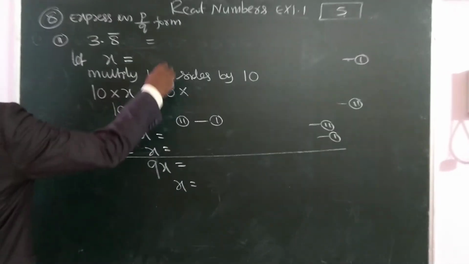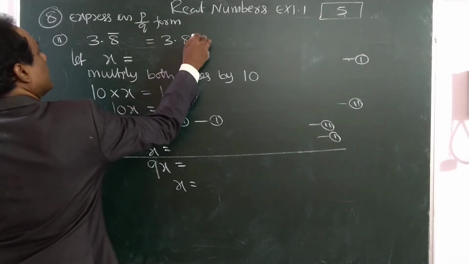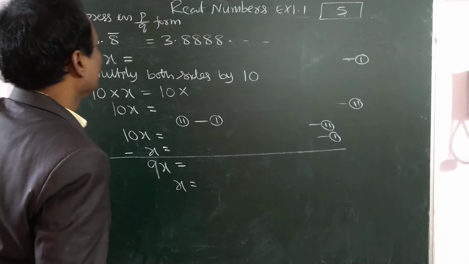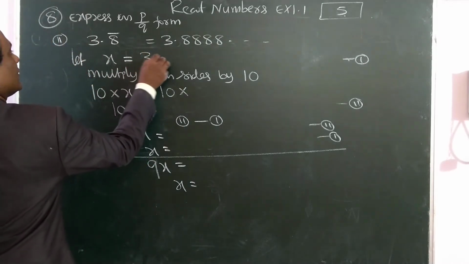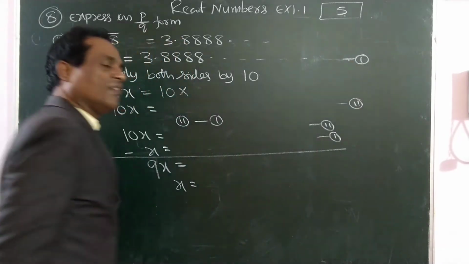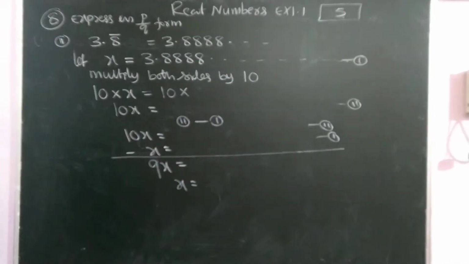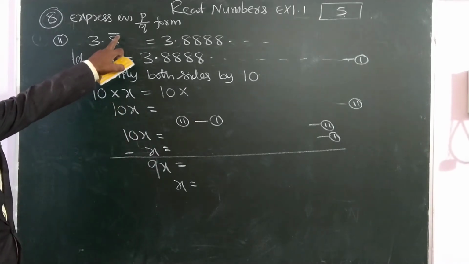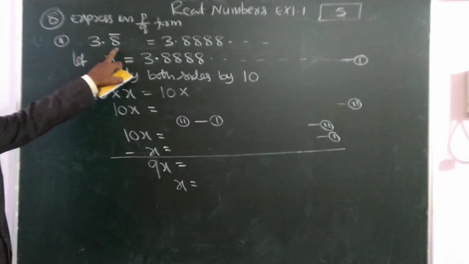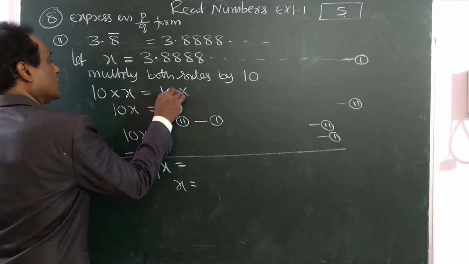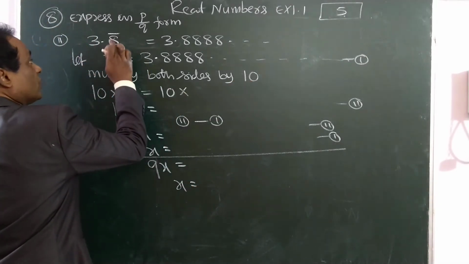See here, 3.8 bar means what? 3.88888 and so on up to infinity. Take this number, 3.8888, as x. That is the first equation. How many digits are repeated? The bar is for only one digit. One digit means multiply with 10. Multiply both sides with 10 only, because the bar is for only one digit.